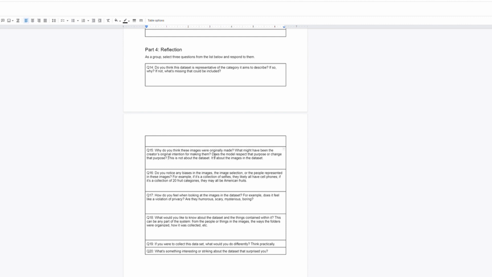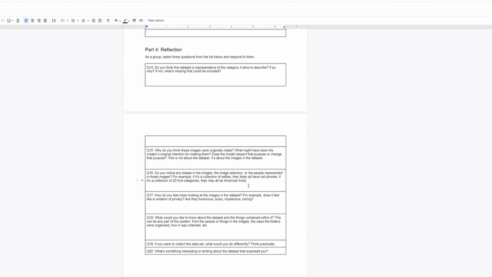Okay, hopefully that's clearer. The next question is, did you notice any biases in the image selection, or the people represented in these images? For example, if it's a collection of selfies, that would say all of the people in that data set have cell phones because they're taking pictures with selfies. If it's a collection of 20 fruit categories, where are these fruits coming from? Are they American fruits? Are they South American fruits? Are they Asian fruits? Is it actually globally representative, or is it representative of a single place?